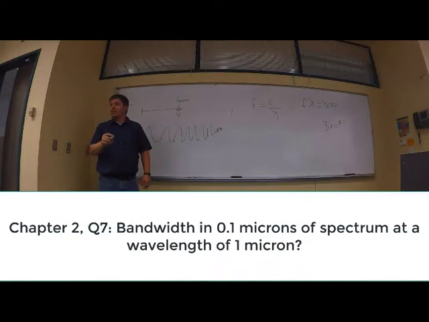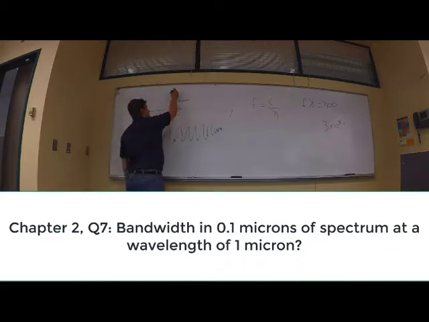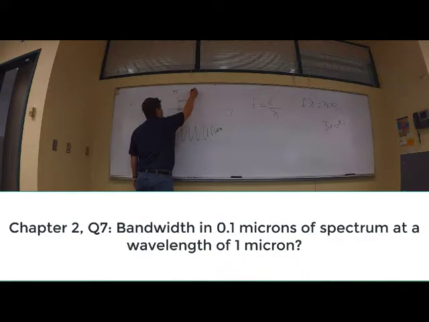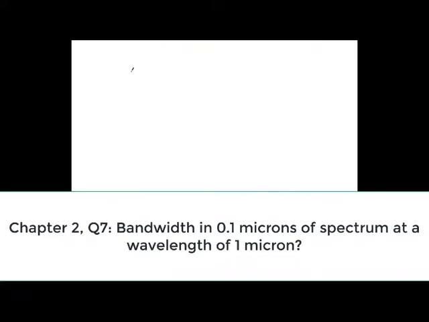It's 0.1 micron, right? We're at 1 micron. So it's 0.95 microns, right? What's our upper bound? 1.05. 1.05, right? Okay, I want to clarify the question here.